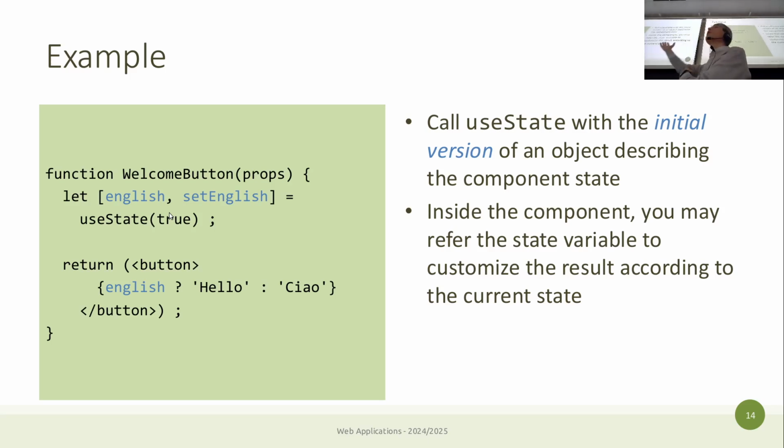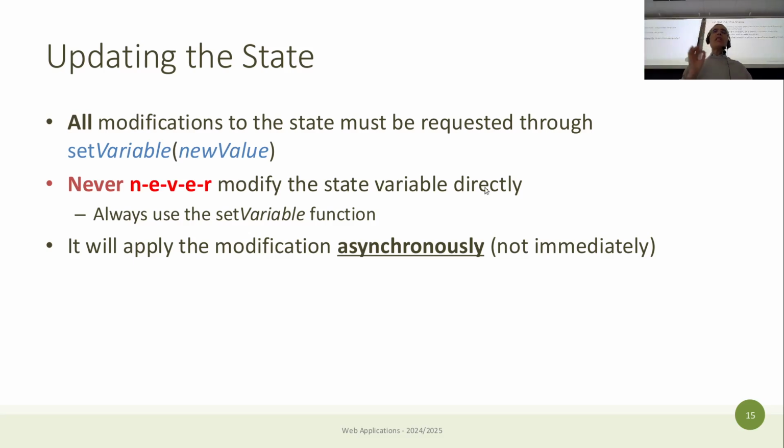In this case, it doesn't really matter. But let's say something is active, non-active. You might want to start it in an active state, or maybe it's a counter, you start with 0. If it's something you need to type, you start with the empty string, and so on. It's an initialization. Okay. All modification to the state must be requested through set variable with a new value. Okay, so the function returned by useState. You cannot assign directly a value to the state.